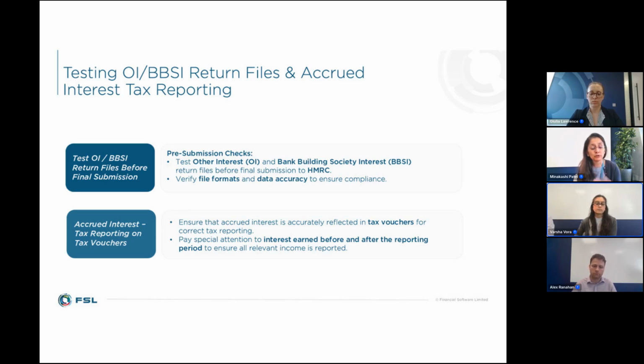But also ensure all your addresses are correct on the system, because any discrepancies on the addresses can cause issues with the returns as well. So just a couple of checkpoints to bear in mind, and just to mention the 2 reports that you can utilize within CGX to help you get that data validity correct for BBSI and OI purposes.